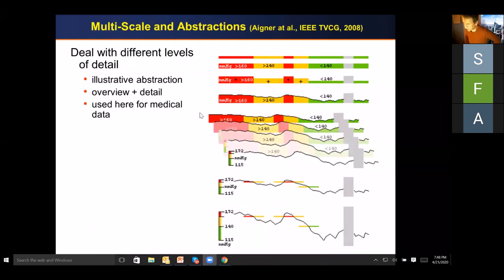So another one that I really liked is this one here, basically from Eigner et al. That's a nice way. Oftentimes with time signals, here you have this blood pressure, so you can see the patient's blood pressure as it goes up and down. This is the full-blown curve, all at once. But let's say you have 100 patients you want to compare, or you want to compare the same patient multiple times.